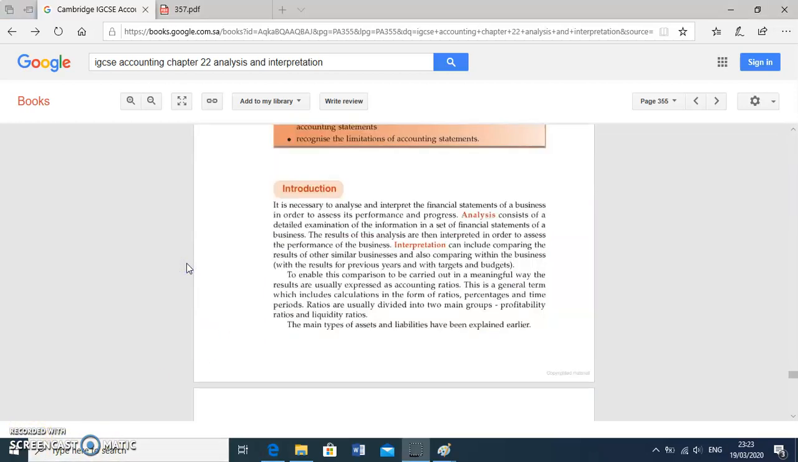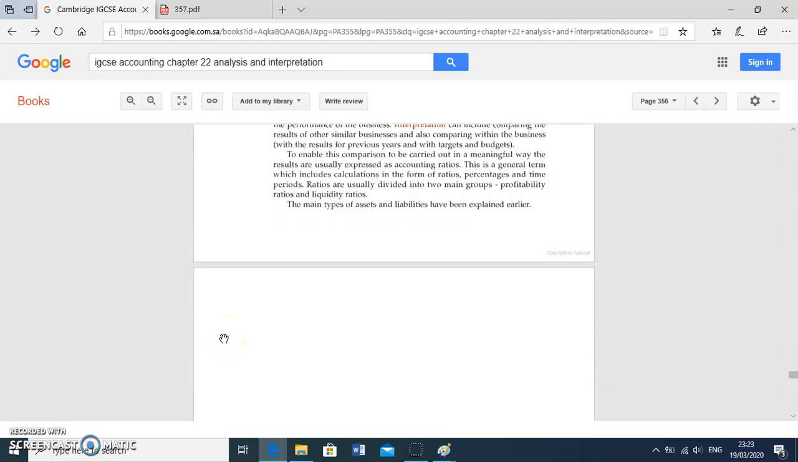So in order to carry out this comparison, we are going to use ratios, and the two main groups of ratios that we are going to use are the profitability and the liquidity ratios. The same as we studied in business studies, for the profitability ratios we have three types: the return on capital employed, the gross profit margin, and the net profit margin.